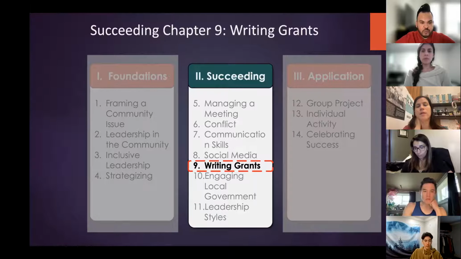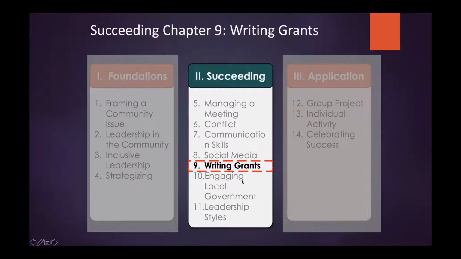And it's an area that I enjoy talking about. I've had some success in securing grants for my own line of research. So I'm excited to talk about this topic with all of you. And then after this week, we have two more substantive topics of engaging local government and leadership styles. And then basically the rest of the course, it's coming to a quick end, is going to focus on your group projects, as you can see in this last box here of application. And then moving on to celebrating our course and the success of all of your community projects. But for now, we're again focused on writing grants.